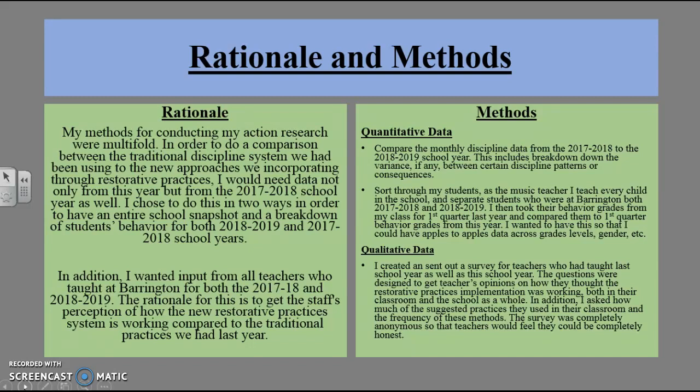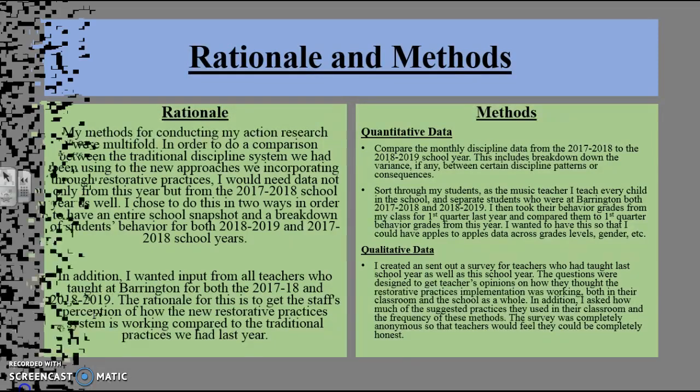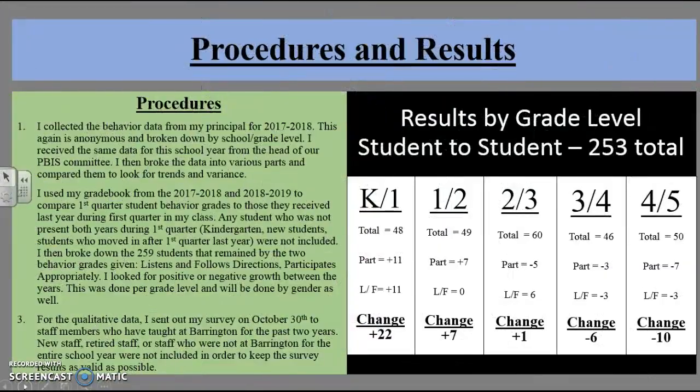I created and sent out a survey for teachers who had taught both this year and last year at Barrington. It was designed to get teachers' opinions on how they thought restorative practices implementation was working both in their classroom and the school as a whole. In addition, I asked how many of the suggested practices they used in their classroom and the frequency with which they used these practices. It was completely anonymous so teachers would feel that they could be honest. So to get those done, the procedures I went through: I got last year's behavior data from my principal. This year's behavior data I collected from the head of our PBIS committee.